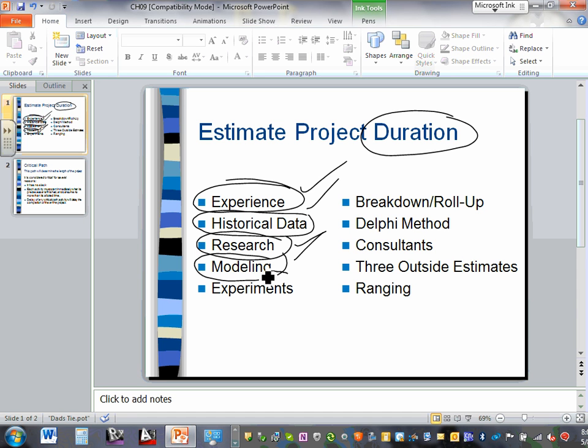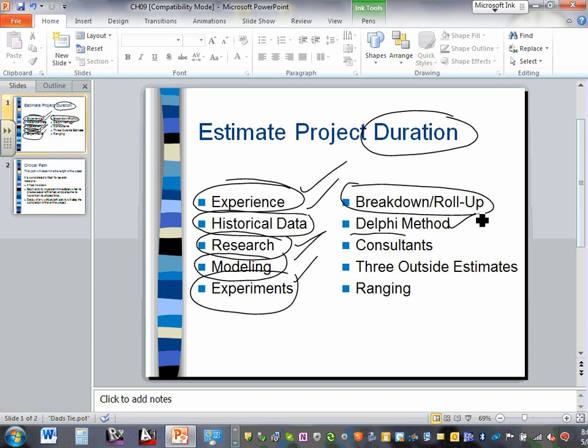We have experiments. You experiment with them, break down and roll up. So you take that task into little tasks, guys, break it down, assign a time, and then roll that task all up to get you the activity duration. There's a couple of methods, guys.